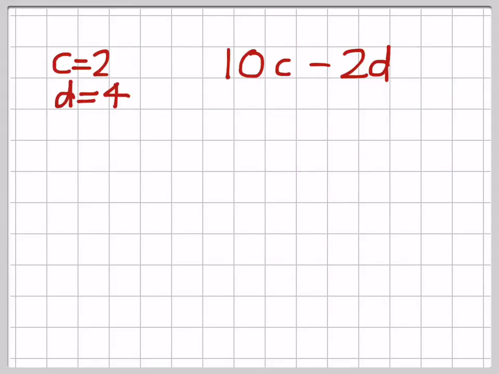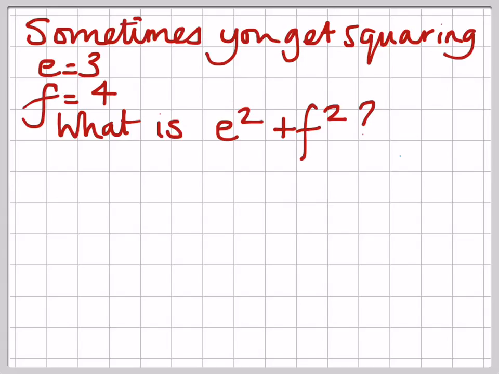Here's another example. C is 2, D is 4. What would 10C take 2D be? Well, 10 times C would be 10 times 2, which is 20. 2D would be 2 times 4, which is 8. So to work out the answer, we do the simple subtraction sum to give us a total of 12.